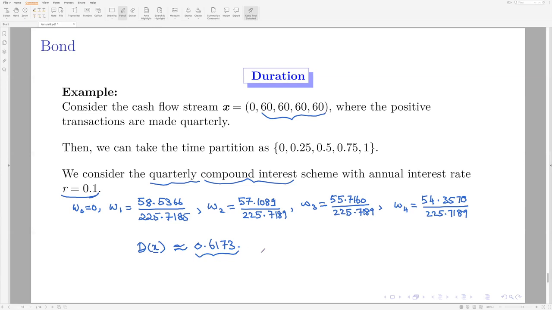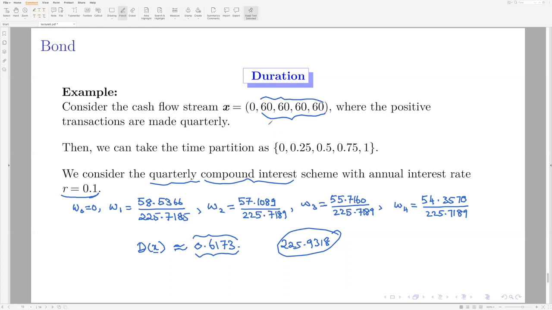Suppose 366 days is the total number of period of the cash flow stream, then this will amount to around 225.9318. This is just a rough estimate of the duration that the holder has to wait in order to get the payments. You can see that the cash payment is distributed equally. That is why the average is coming very close to 0.5.